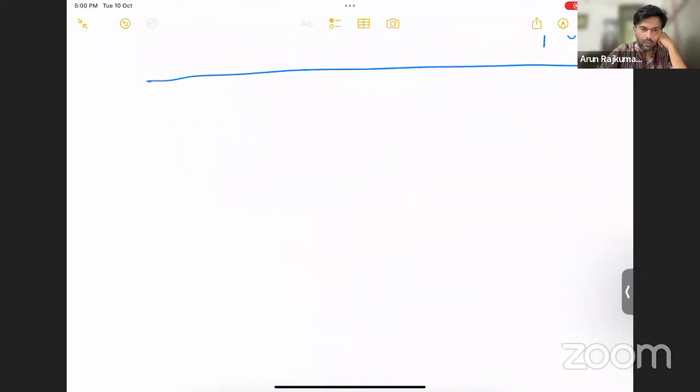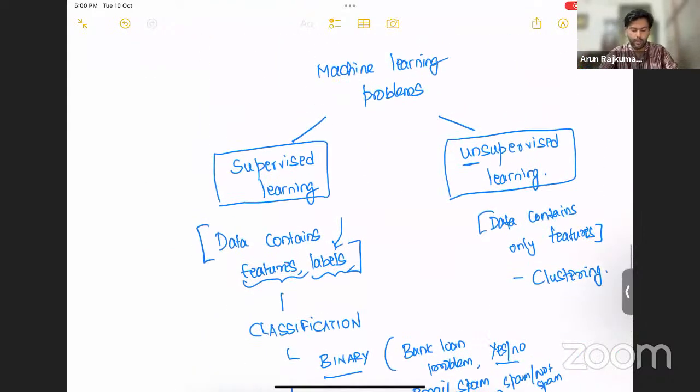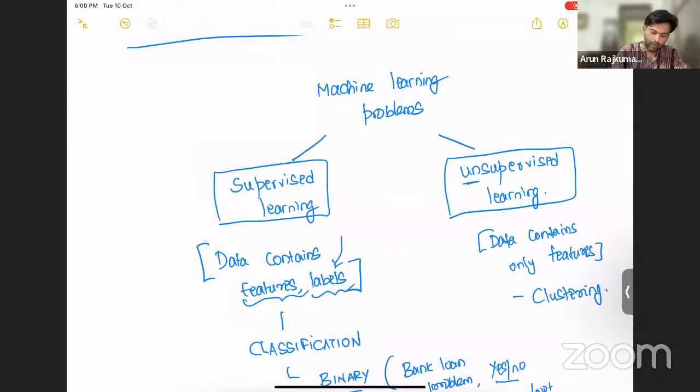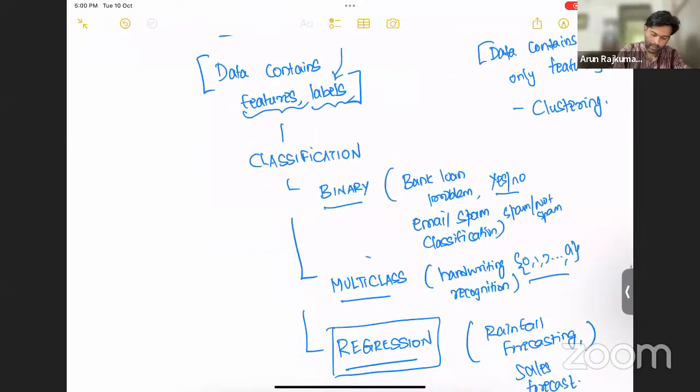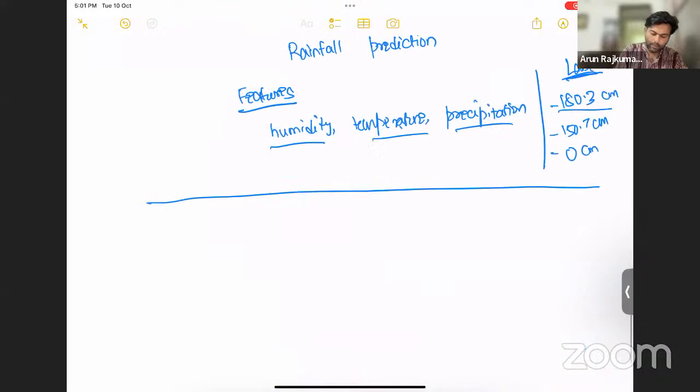Okay, so there is a question. What is the difference between multi-class classification and clustering? Okay, so the difference is the following. Multi-class classification falls under classification, which falls under supervised learning, which means that the data you collect has features as well as labels, right? So let's take a very simple example.